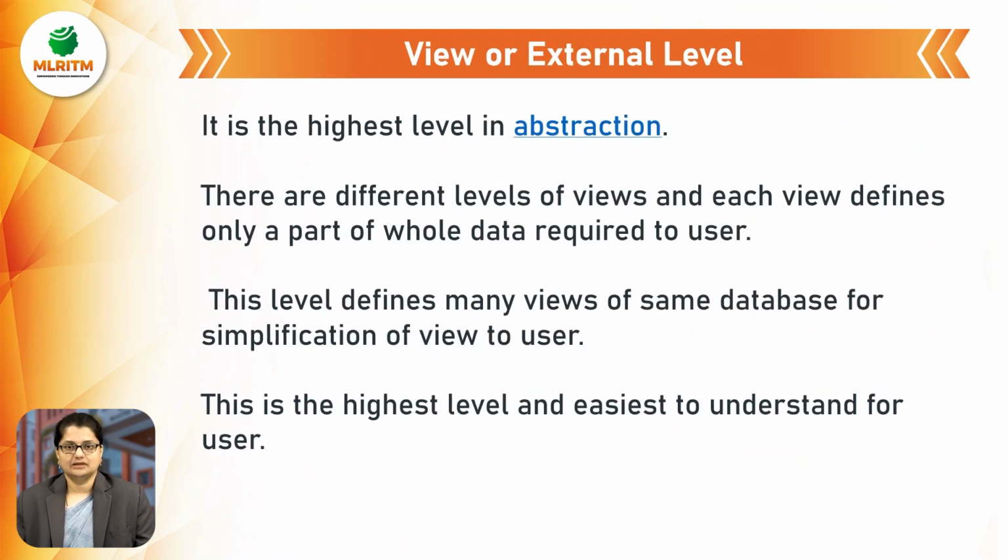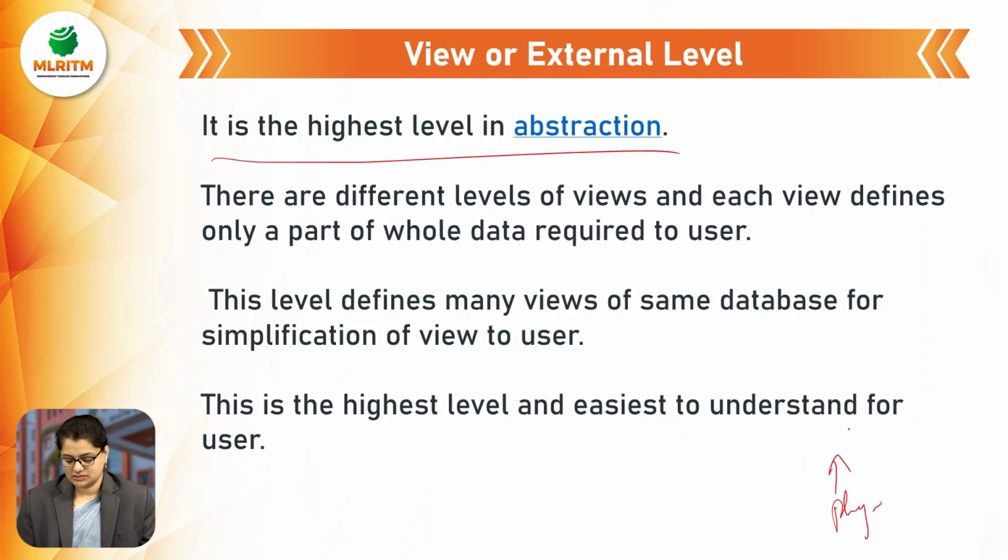The next level is a view level or external level. So this is the highest level in the data abstraction. It means the first one is a physical level, on top of that is a conceptual level or logical level, and the last one is a view level or external level.